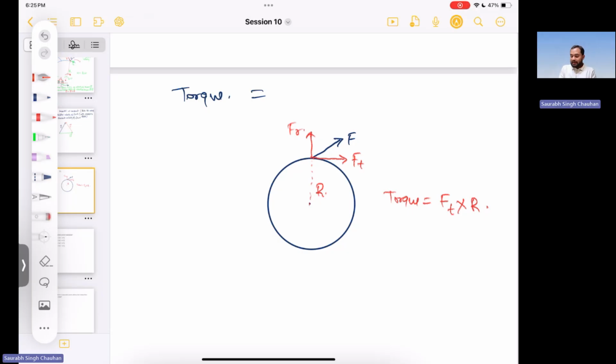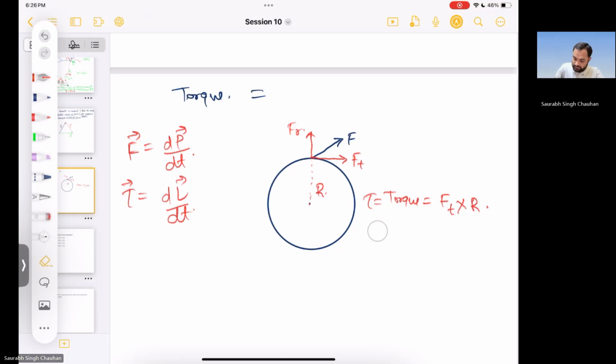And force you can write in terms of momentum. The force is basically the rate of change of momentum. P is, let us say, the momentum. And torque is basically the rate of change of angular momentum. Torque is the rate of change of angular momentum. So from here as well, you can write it like so.